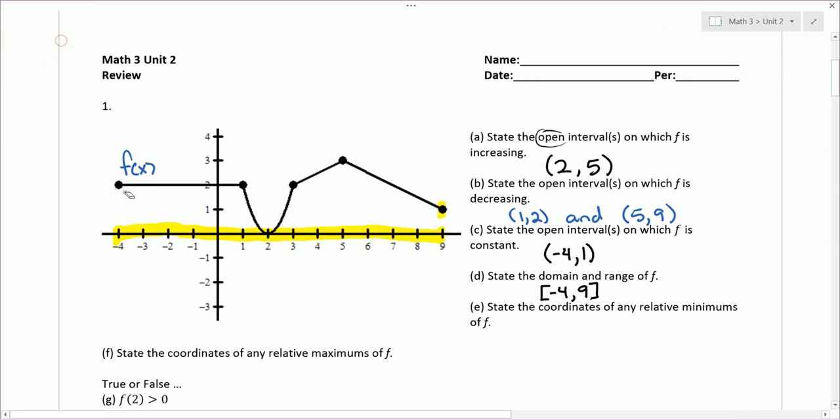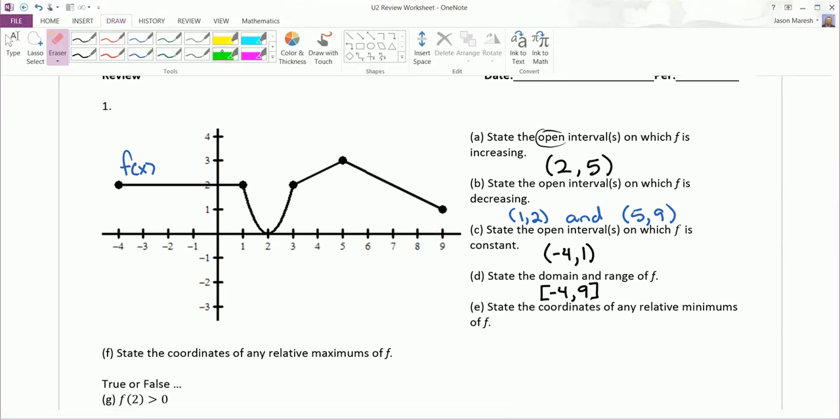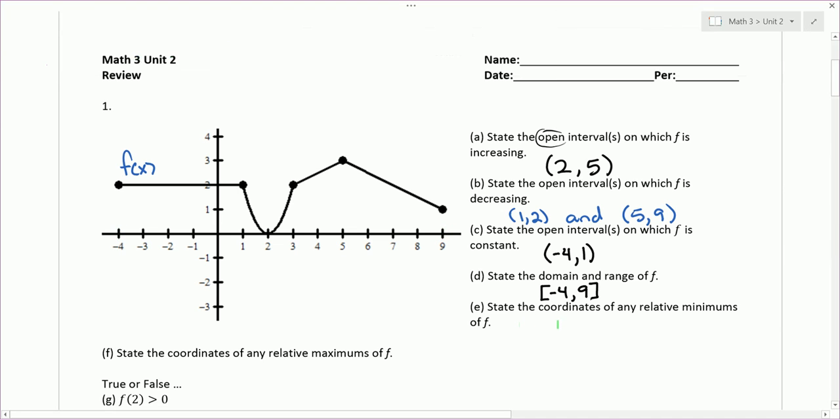Part E. We are asked to state the coordinates of any relative minimums of f. A relative minimum is a point where the graph changes from decreasing to increasing. And so 2 is a spot where that's a relative minimum, because as you trace the graph from left to right, it's decreasing, and then at that point it switches to increasing. Scanning the graph for some other places, I don't see any others.